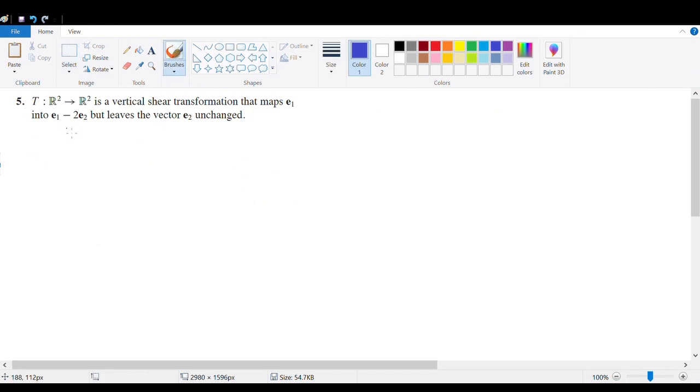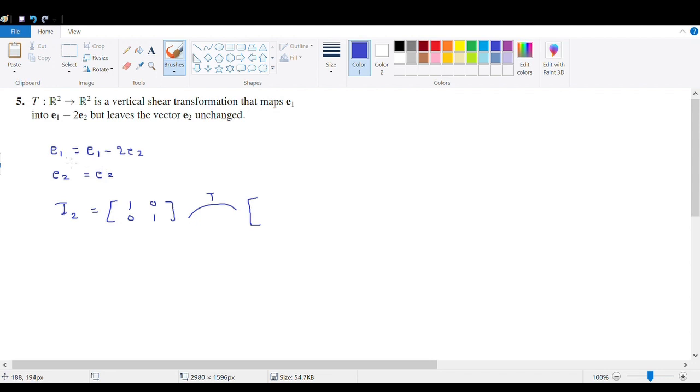So number 5, the transformation from R2 to R2 is a vertical shear transformation that maps e1 into e1 minus 2e2, but leaves the vector e2 unchanged. So e1 will become e1 minus 2e2, and e2 will be equal to e2. We know that the identity matrix I2 is equal to (1, 0, 0, 1). So after the transformation T, our matrix will be changed.